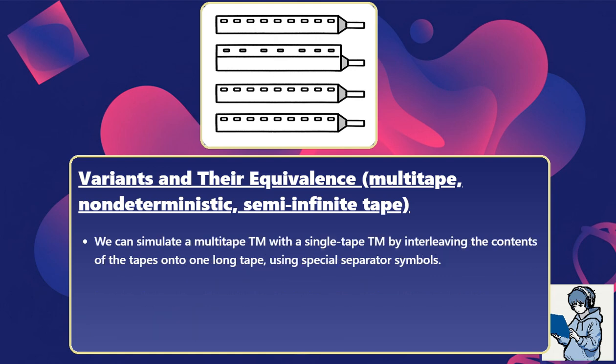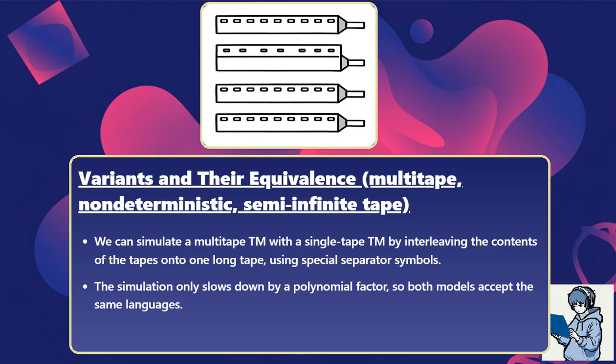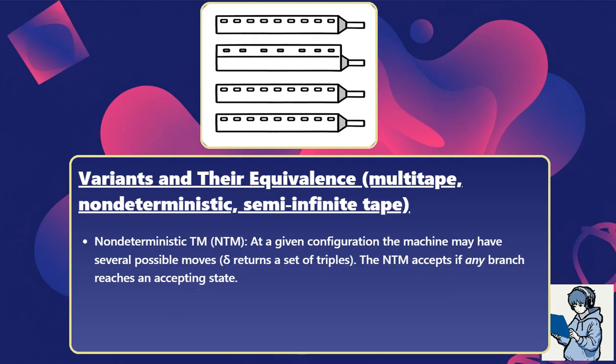We can simulate a multitape TM with a single tape TM by interleaving the contents of the tapes onto one long tape, using special separator symbols. The simulation only slows down by a polynomial factor, so both models accept the same languages.